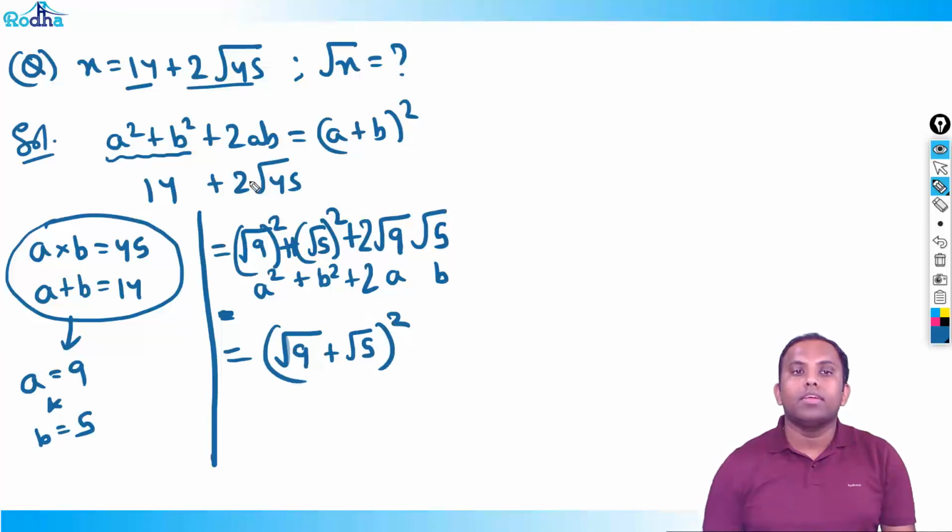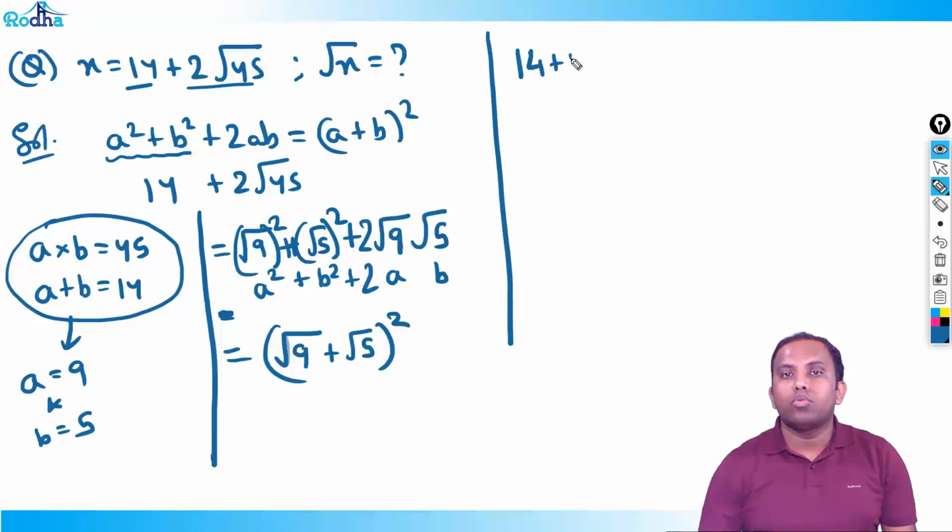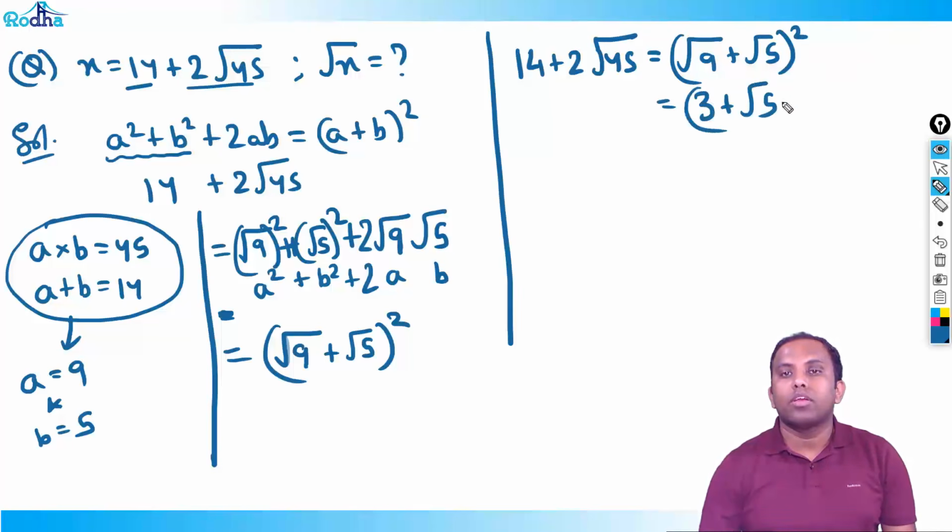So what I've written here is this 14. What I've done, actually understand, this 14 plus 2 root 45 I've written in the form of root 9 plus root 5 whole square. What is root 9? It is 3. That is 3 plus root 5 whole square. So 14 plus 2 root 45 is equal to 3 plus root 5 whole square.